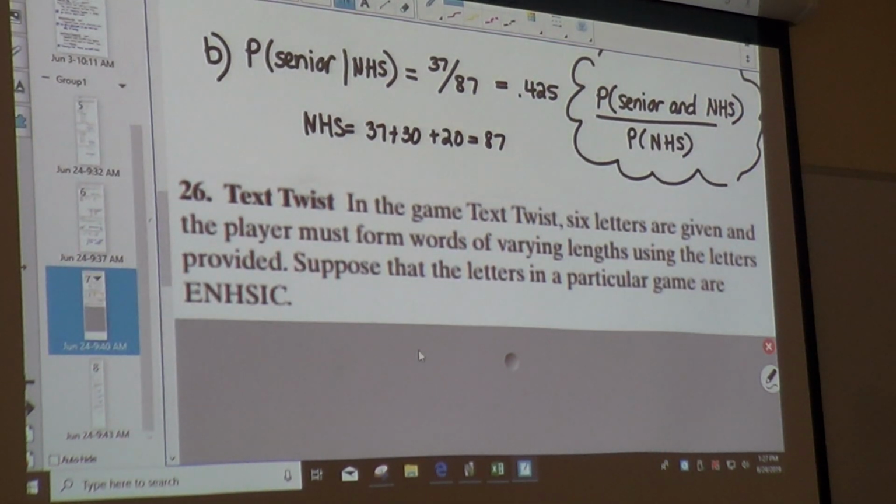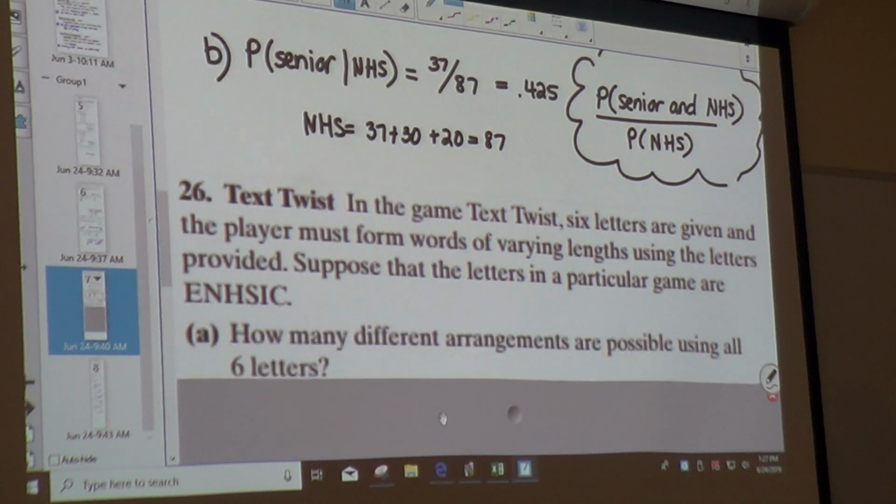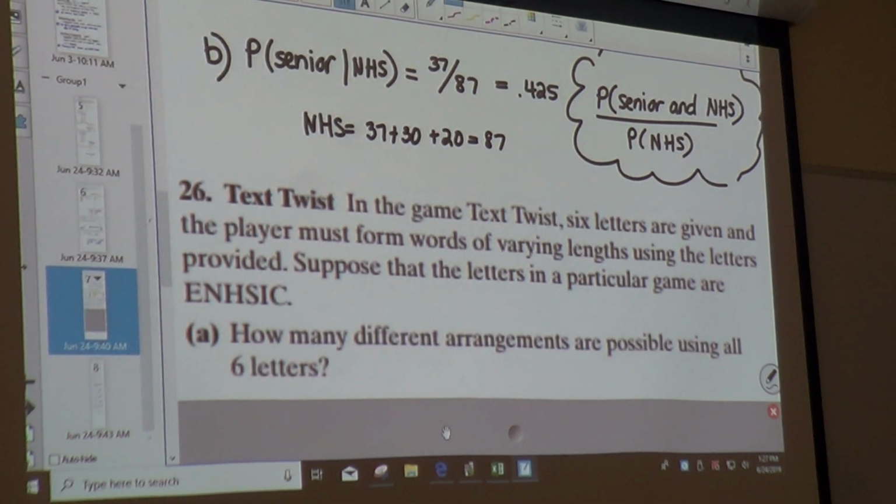In the game Text Twist, 6 letters are given and the player must form words of varying lengths using the letters provided. Suppose the letters in a particular game are given. How many different arrangements are possible using all 6 letters? What are we going to do? Combination or permutation? Combination. Permutation.